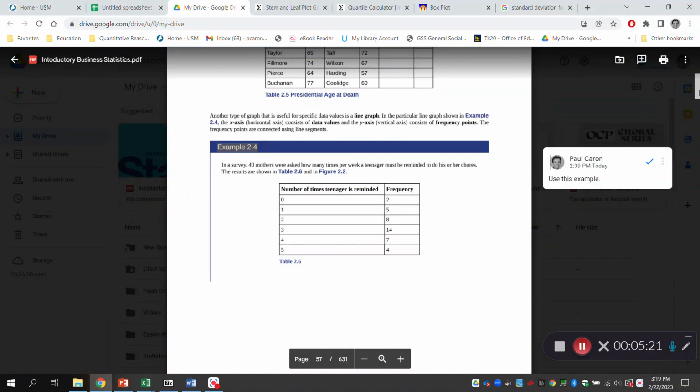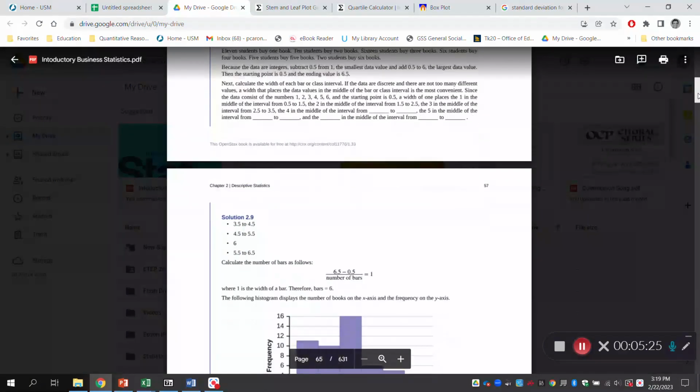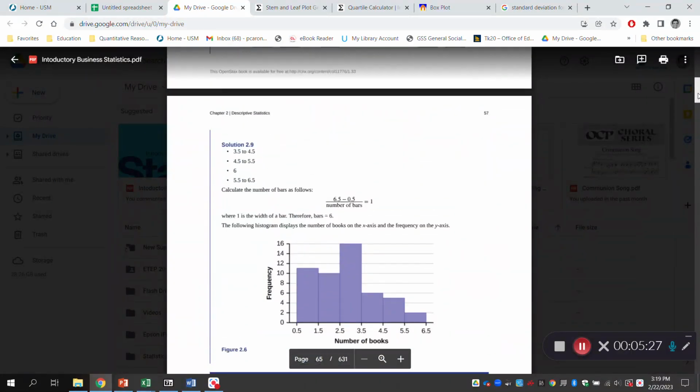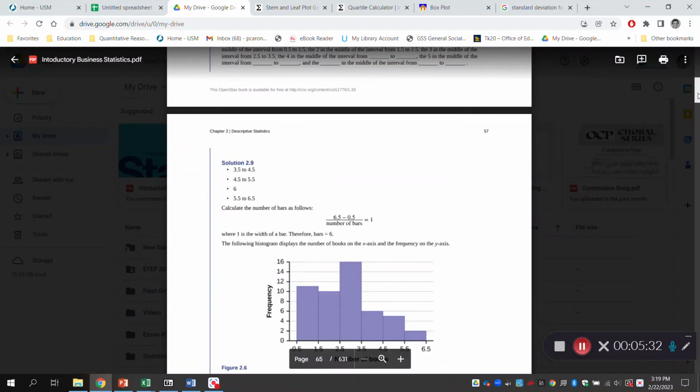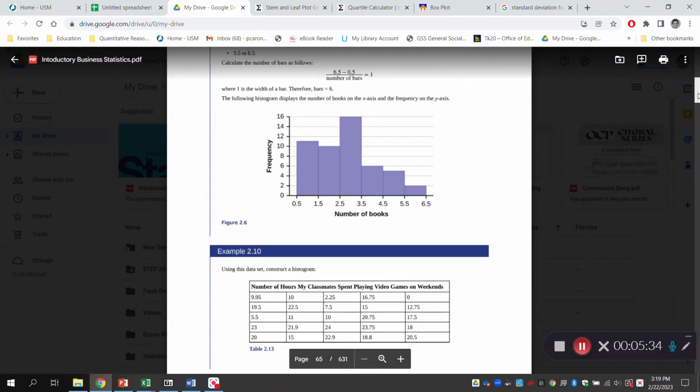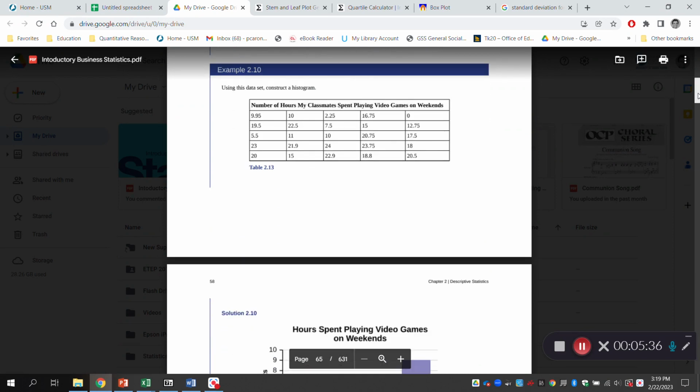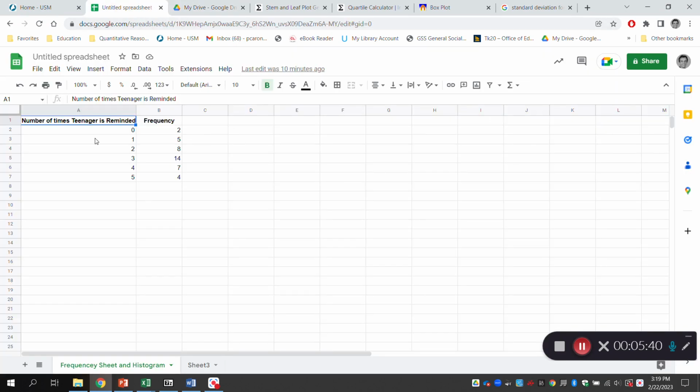So going back to this section here, we have a histogram, and we'll talk about the histogram. This is the number of times teenagers reminded in frequency, and you can make a histogram out of that. It's not very interesting at all, but I'm going to use something else.